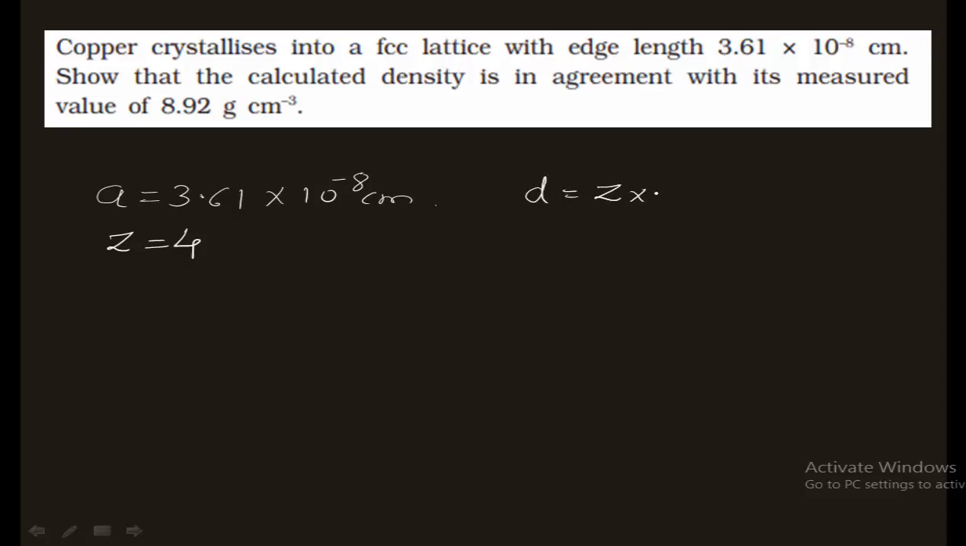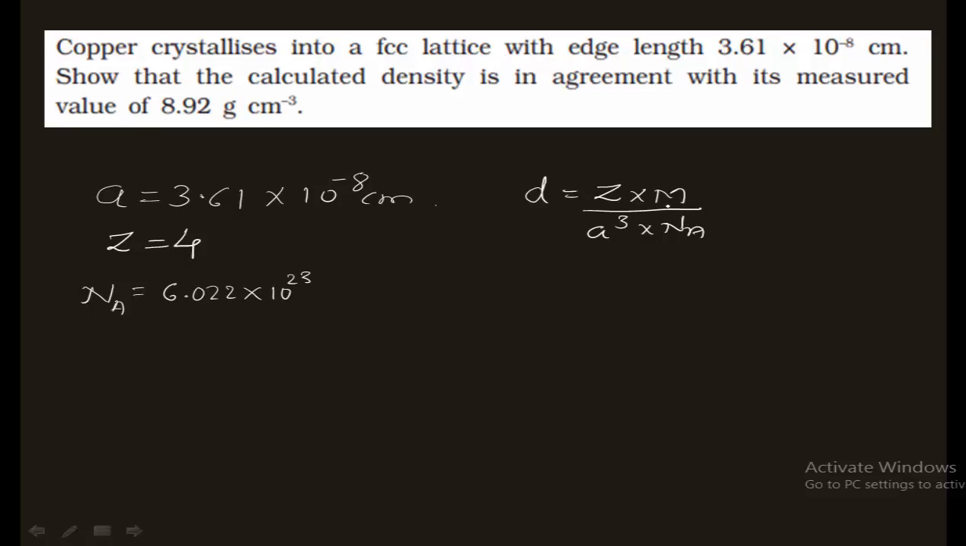And we know to calculate the density of the solid, we have the formula D is equal to Z into M divided by A cube into Na, where Z is number of particles, M is molar mass, and A is edge length, and Na is Avogadro's number. So here Na, its value is a constant value, that is 6.022 into 10 raised to 23.